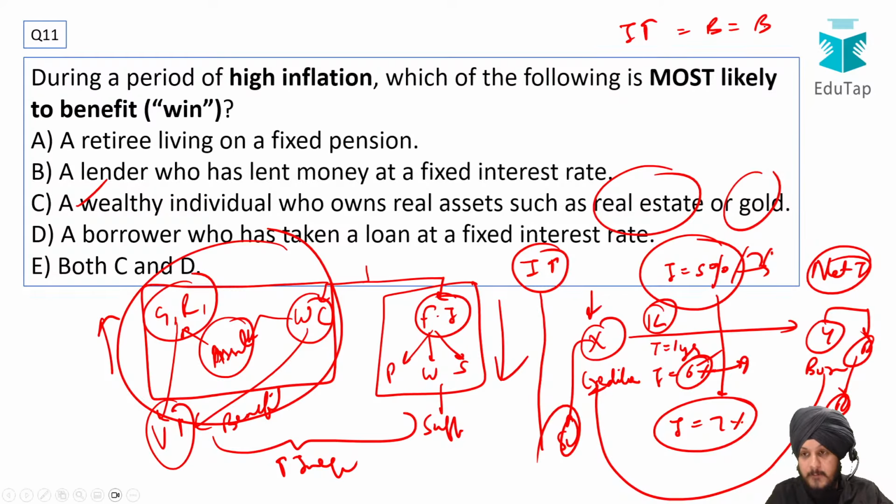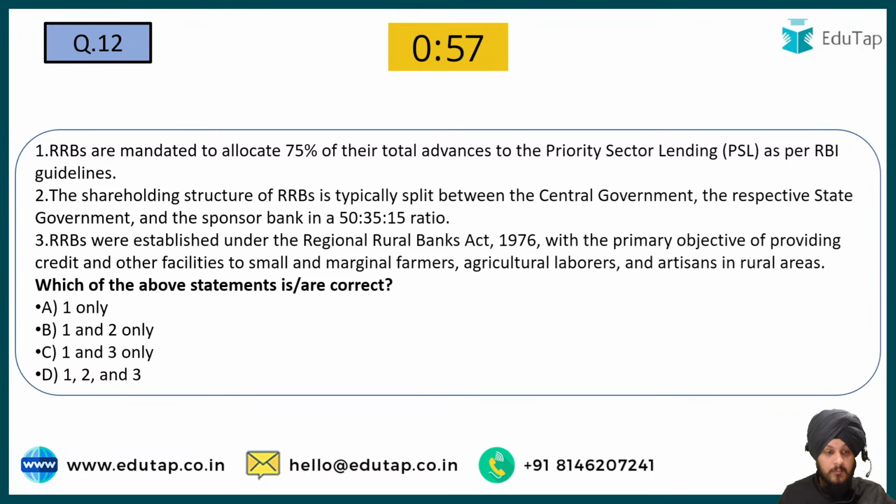E is the correct answer, because wealthy people who own assets are most likely to get benefited, a win-win situation for them, right? And also this borrower is going to get benefited. So these two scenarios are there. So E is going to be the correct answer. I hope this is clear to you, a small concept, right? So now let us move on to the next one. Is it clear, Nilesh? Right? So आगे चलते हैं. So tell me about regional rural bank.